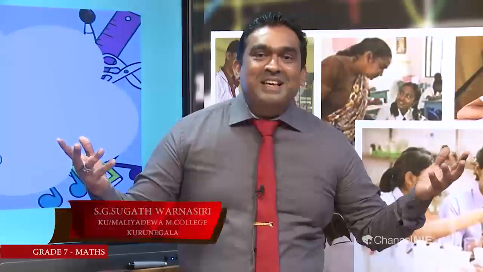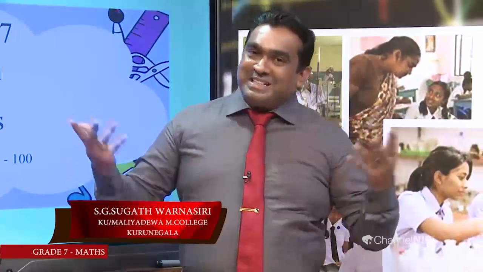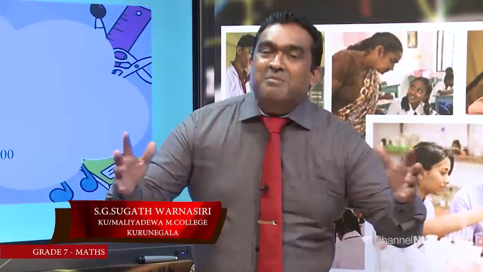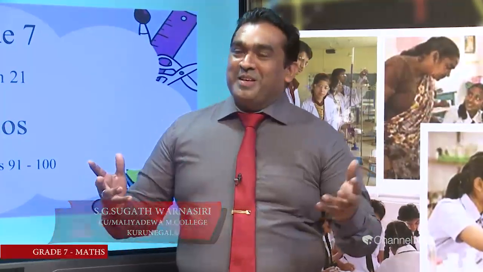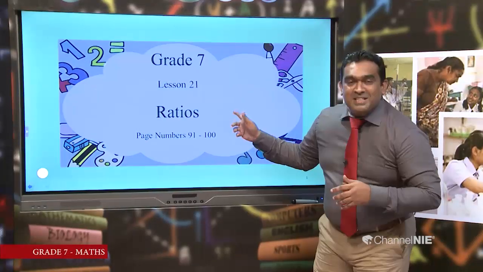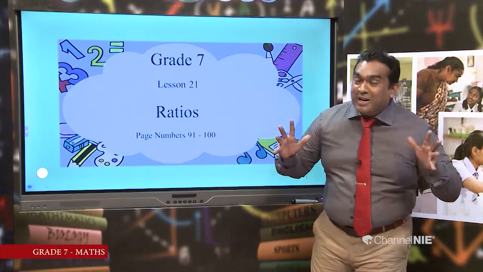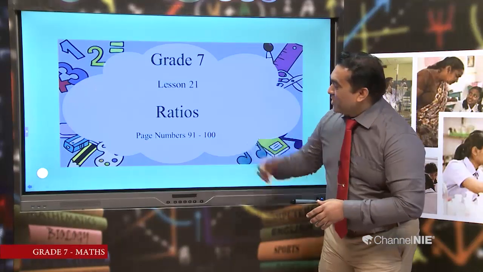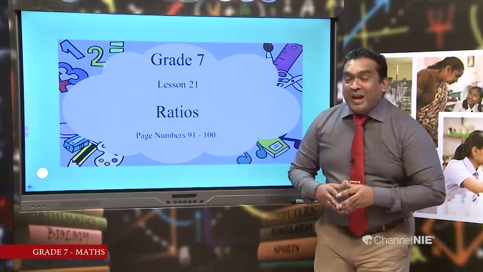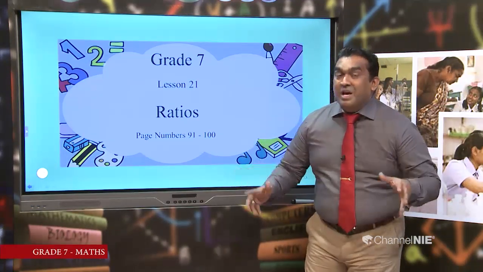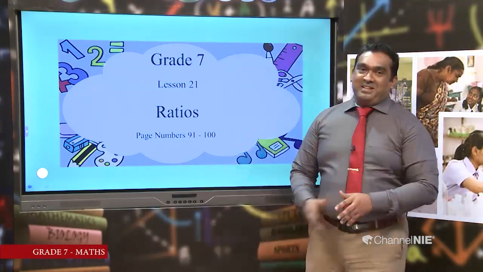Today's lesson is ratio. My dear kids, today we are going to learn about ratio. Very interesting lesson. Grade 7, lesson number 21 in your textbook. Your starting page is 91, and your ending page is 100.